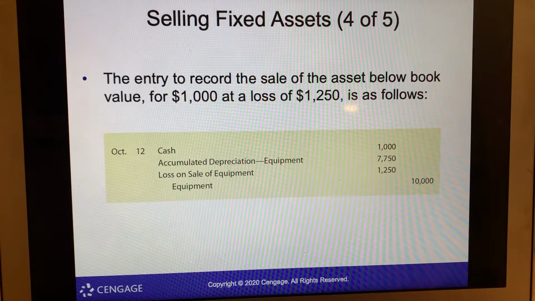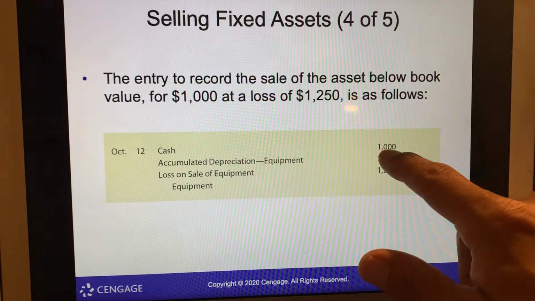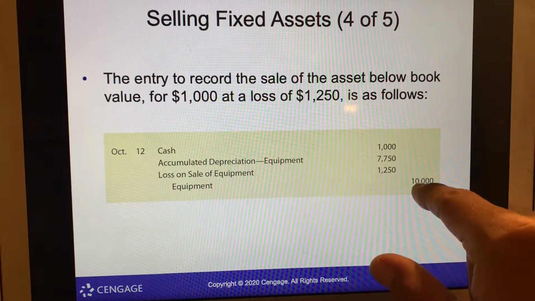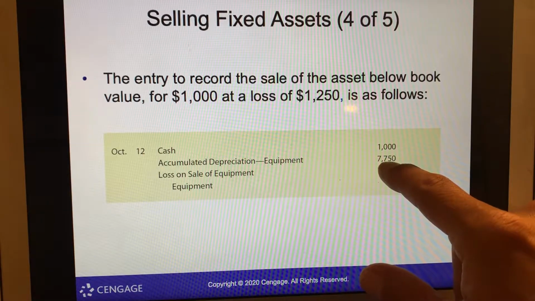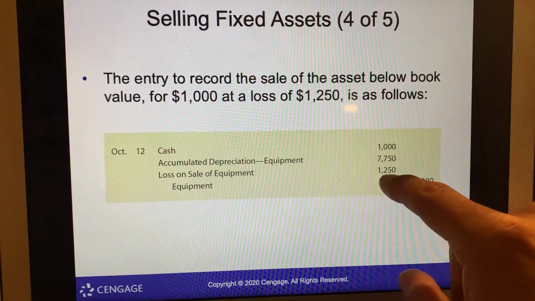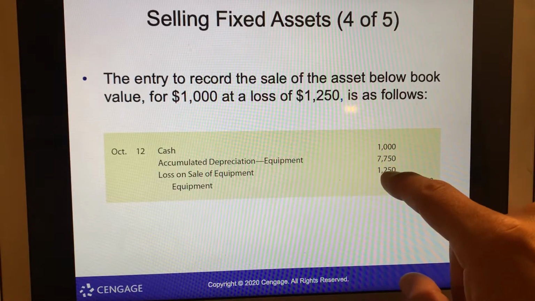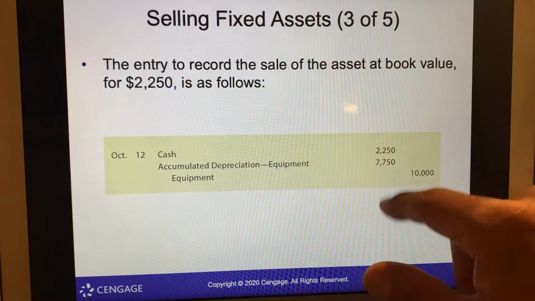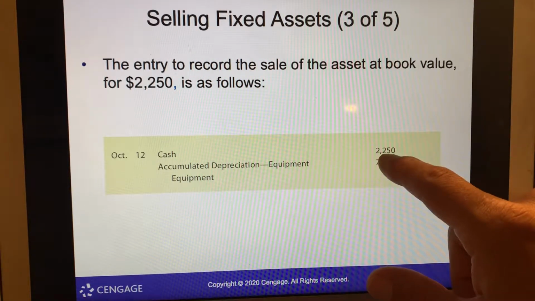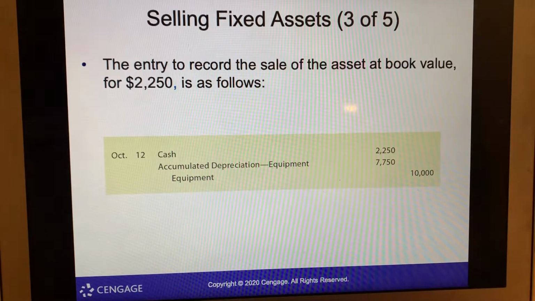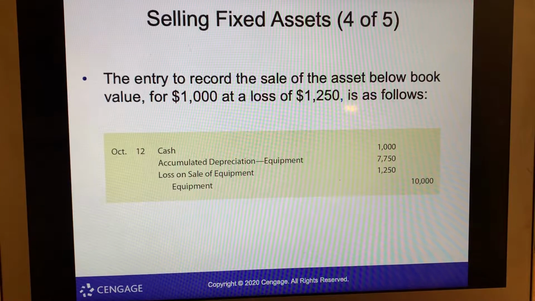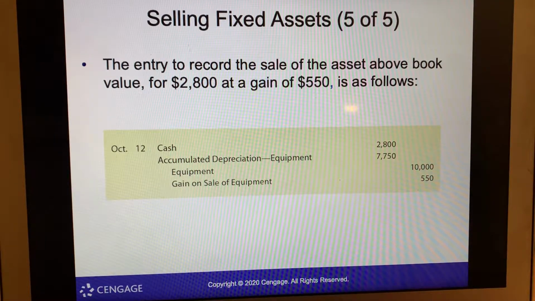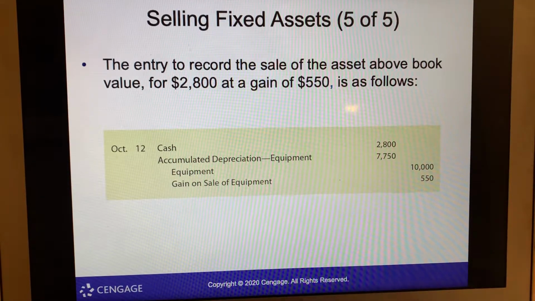Now, if there's a loss, then we only have $1,000 in cash. We'll be pulling the equipment off. Our accumulated depreciation is still $77.50. So then loss on sale of equipment, and this will be $12.5. Keep in mind, this still goes to our income statement, and this cash, whenever we have an increase, would go in as revenue. Either way, they still go to the income statement.